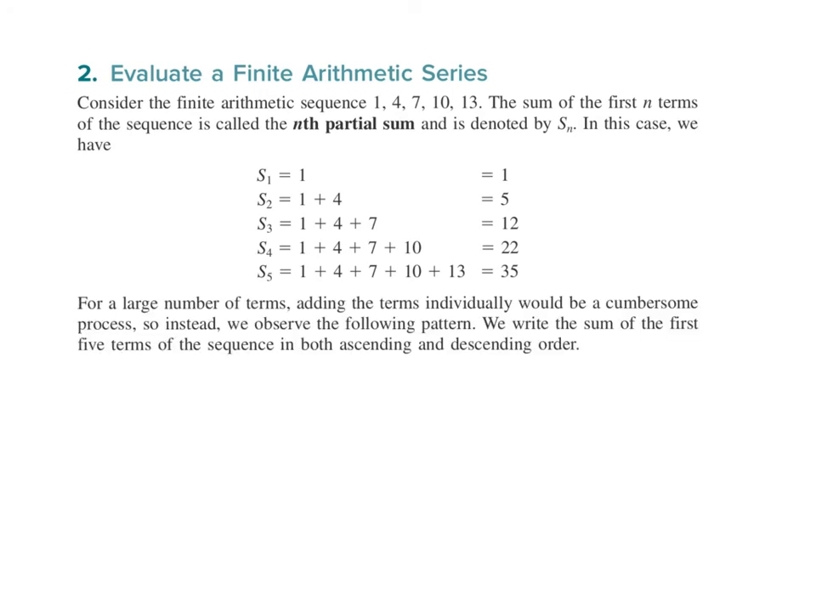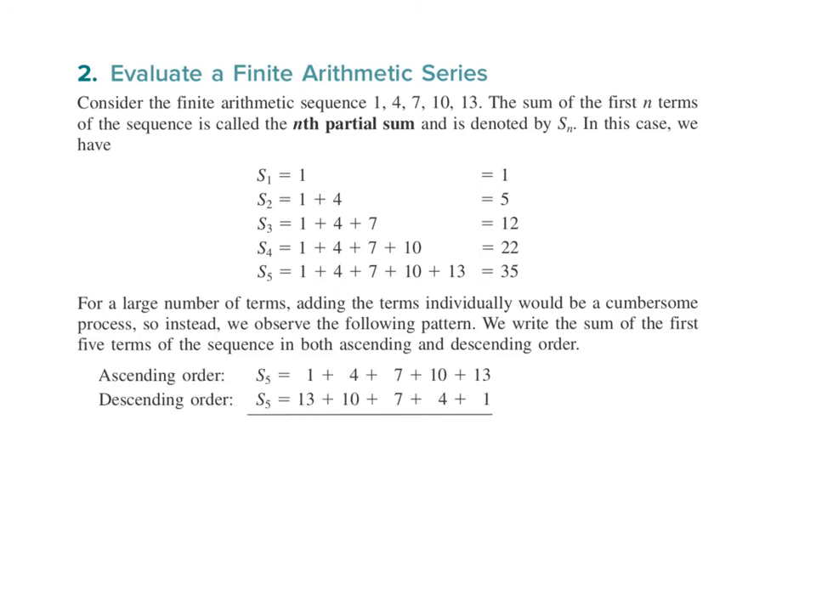For large numbers of terms, adding them would be really cumbersome. It'd be a real pain. We don't want to have to do that. So I'm going to show you where this formula comes from. Basically, we're going to write the sum for the first 5 terms, this sum, S sub 5. We're going to write them like this, and then we're going to reverse the order and put them both there. So here it is as it is: ascending, they go up; descending, they go down.